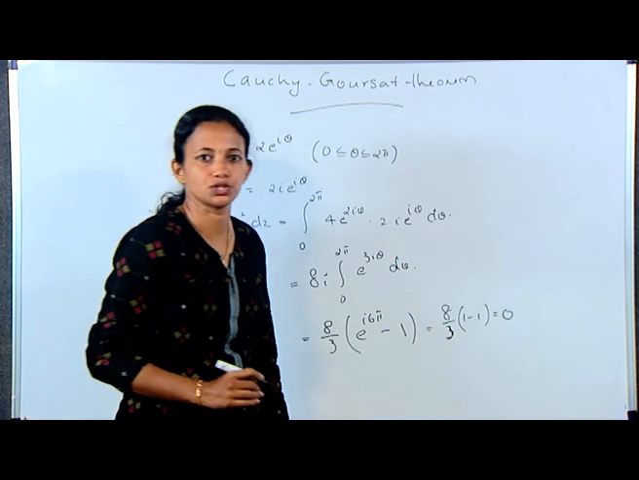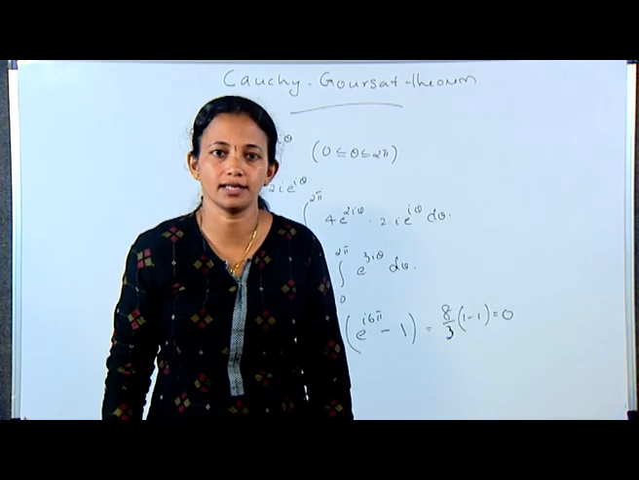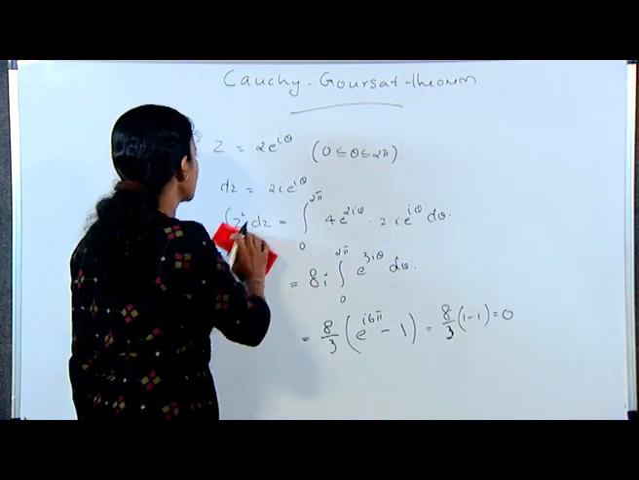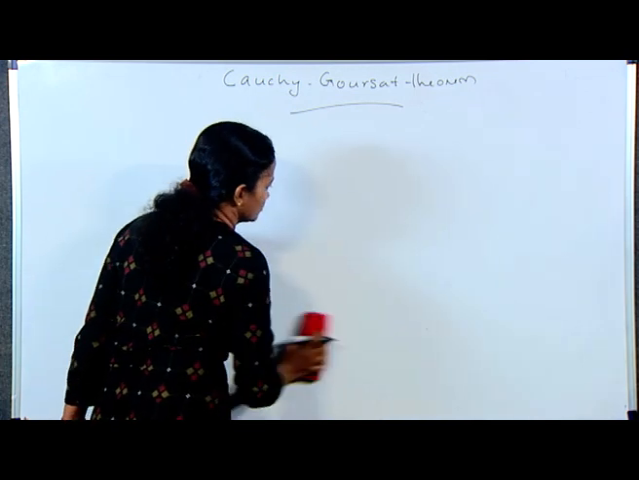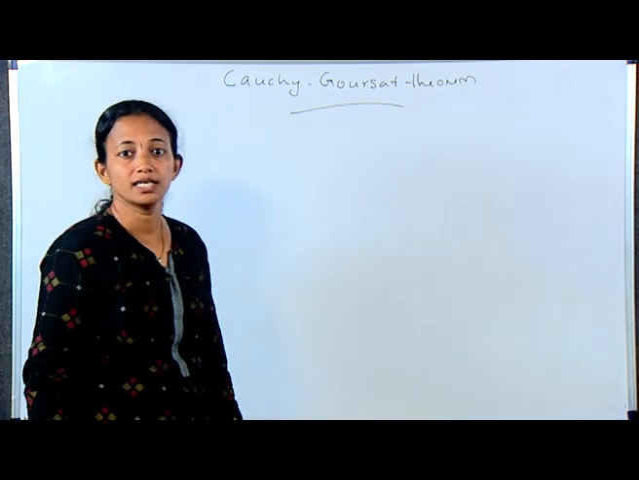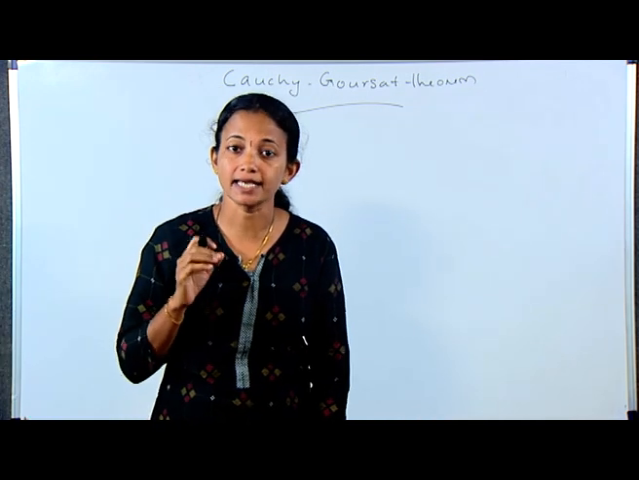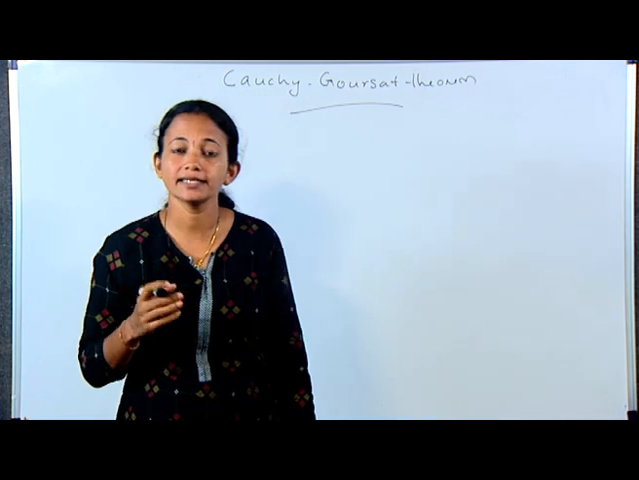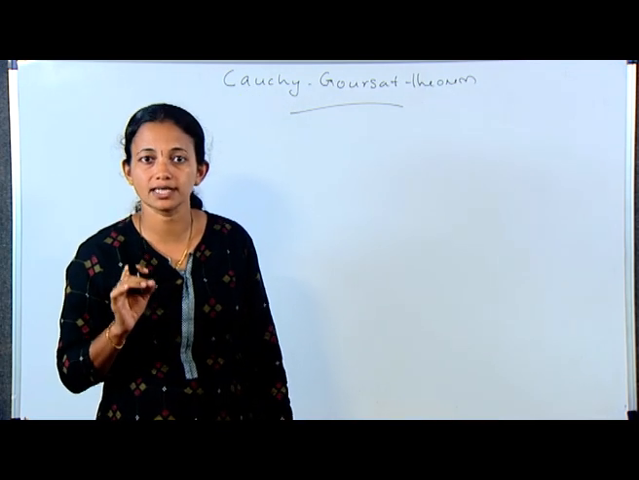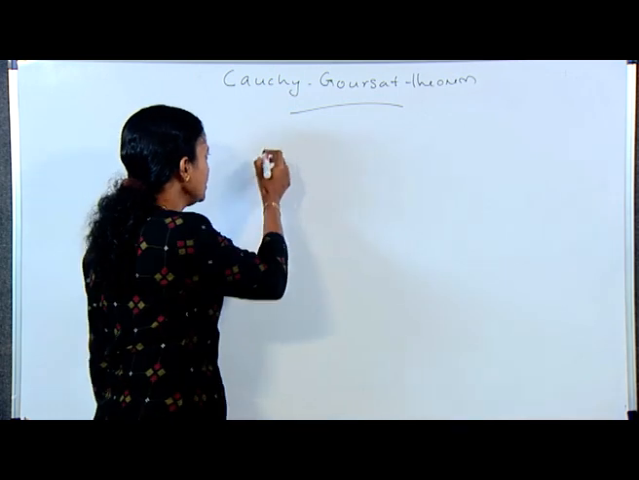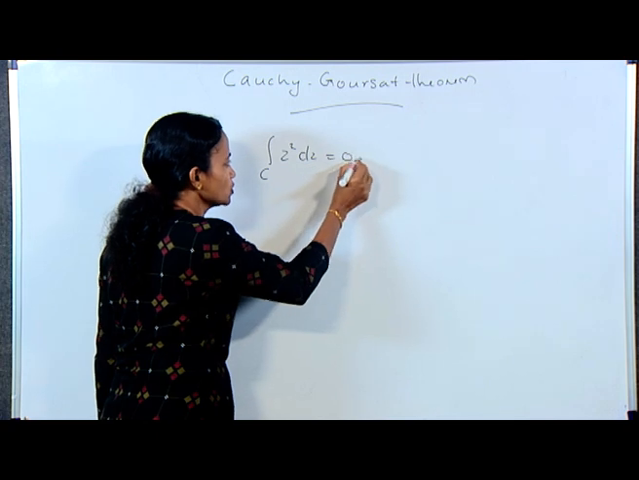Which is equal to 0. Next, by using Cauchy-Goursat theorem, here f(z) is equal to z square, which is analytic everywhere in the plane. In particular, it is analytic inside and on |z| = 2. Hence, by Cauchy-Goursat theorem, integral over C of z square dz is equal to 0.